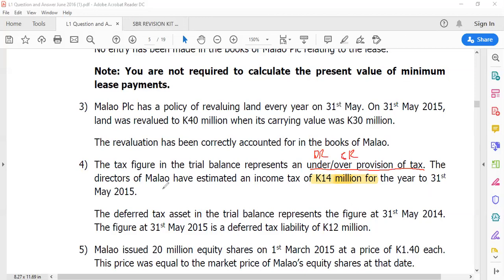So the directors of Marrow have estimated an income tax of 14 million. Oh, 14 million. This figure is a free mark. Take it straight to current liabilities in the SFP. It's a free mark. What else have you been told? The deferred tax asset in the trial balance represents the figure at 31st May 2015. Okay. The figure at 31st May 2015 is a deferred tax liability of 20. Even this one, 12 million, is a free mark. Why is it a free mark? It was given at the date of report. That was the tax liability. So this one also goes to non-current liabilities in the SFP. Free marks. If you know the principles, you know the dates.